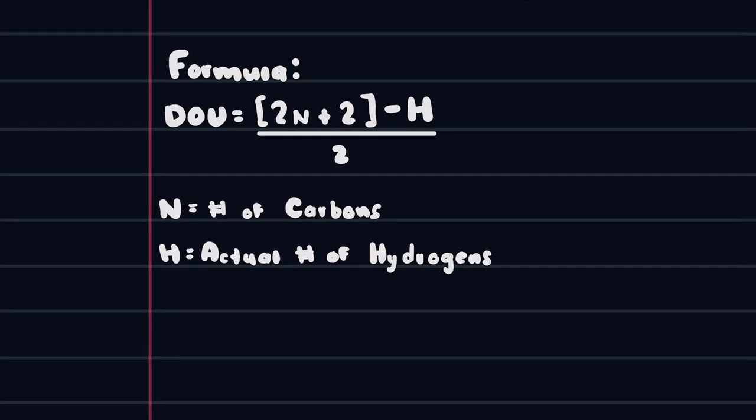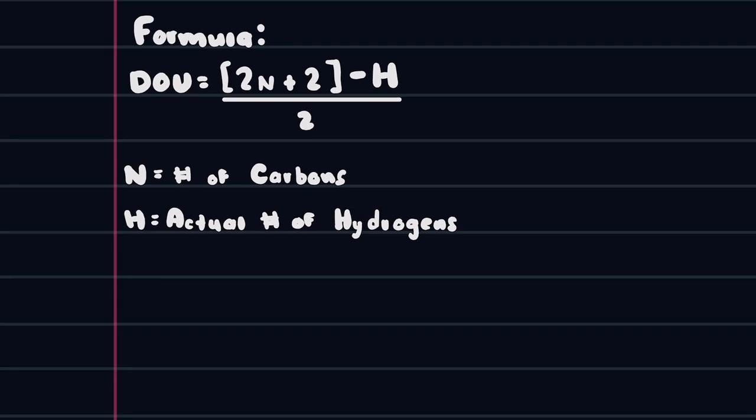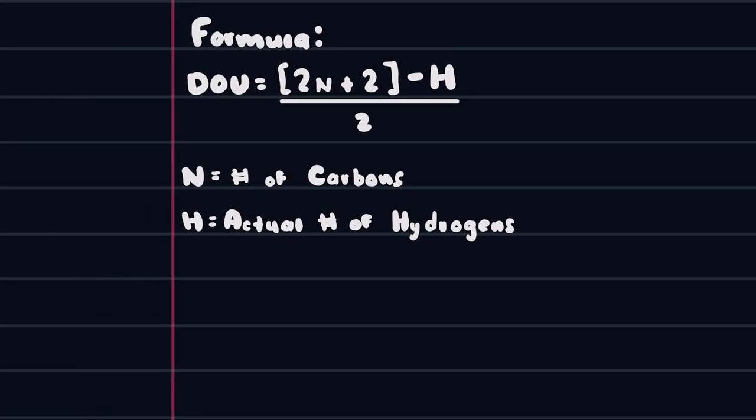So for example, why 2n + 2 minus H? Well, 2n + 2 is, remember, the formula of the hydrogens in a fully saturated alkane. So in a hydrocarbon that is fully saturated with hydrogens. And then you subtract the actual number of hydrogens to find out how many are missing to be a fully saturated alkane.